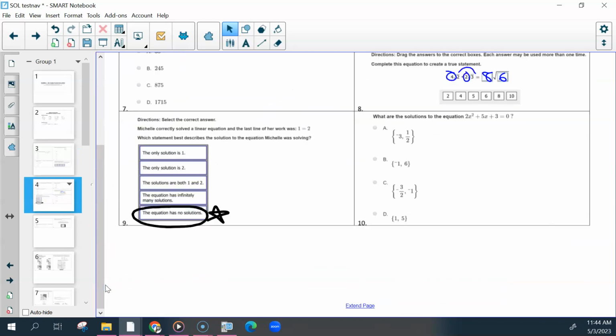Nine is something you have to know. You have to know that if you get something that's 1 equals 2, that's no solution.